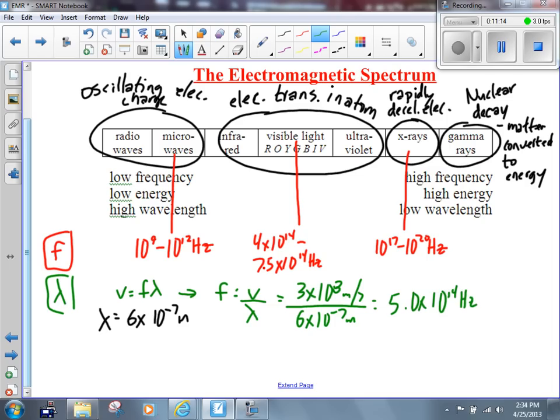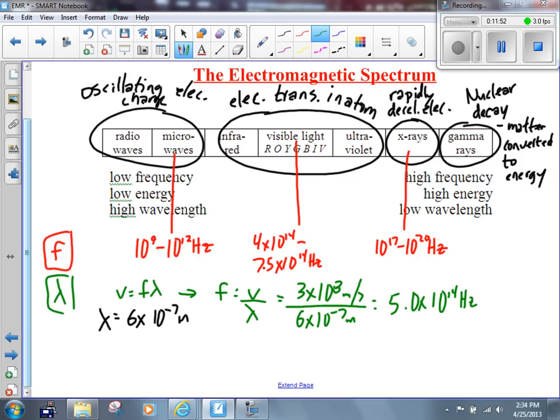What type of EMR do I have? What type of EMR has a wavelength of 6 times 10 to the negative 7 meters? What type of EMR has a frequency of 5 times 10 to the 14 hertz? Look at the board. It's visible light. So we didn't need to know the wavelength range of visible light in order to know that this wavelength is visible light. We needed to know the frequency range. We can calculate the frequency from the wavelength and then just compare it against those 3 numbers in red that you see up on the board.